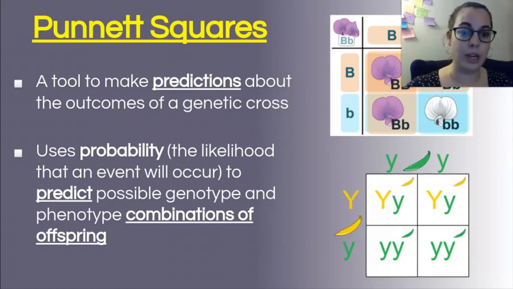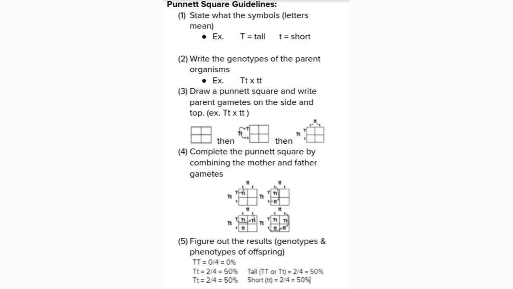Now, Ms. Judd has created a great document called Pardon the Punnett. And I think the best person to walk through Pardon the Punnett would be Ghost Ms. Judd. Pardon the Punnett is just some guidelines on how to do a Punnett square. So the first thing you want to do is state what the symbols or the letters mean. Big T means tall, little t means short. Then you write the genotypes of the parent organisms. So I'm crossing together big T, little t with little t, little t.